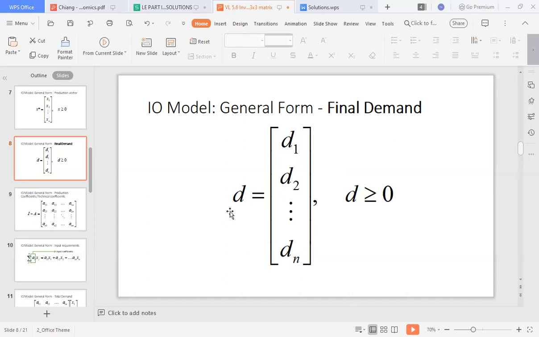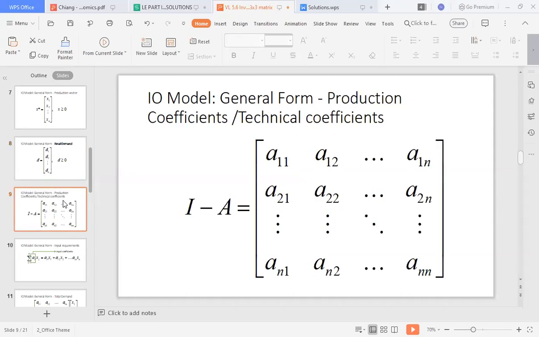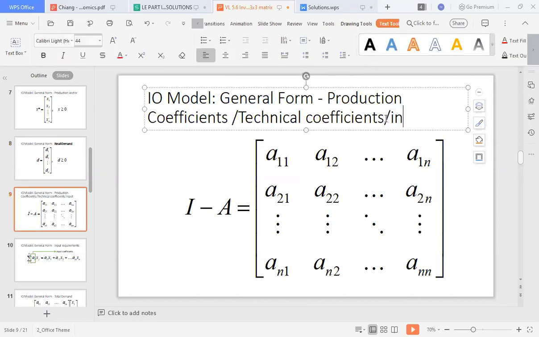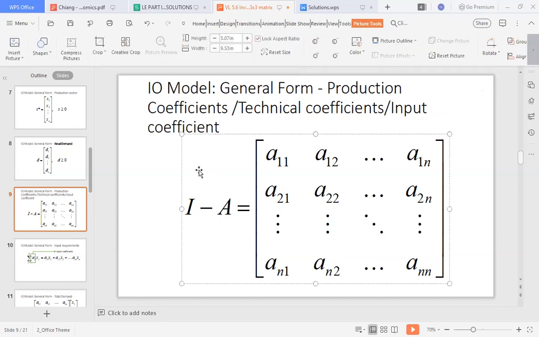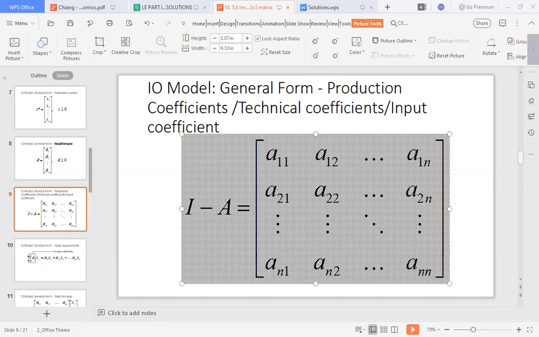Now we've already defined our two vectors, again, the production vector, and we also have our final demand vector. Now, let's go over to the production coefficients or technical coefficients. We can also call this one, as I said earlier, our input coefficients. Let me just write it down. Let me just delete the I first, but we'll go back to that one.